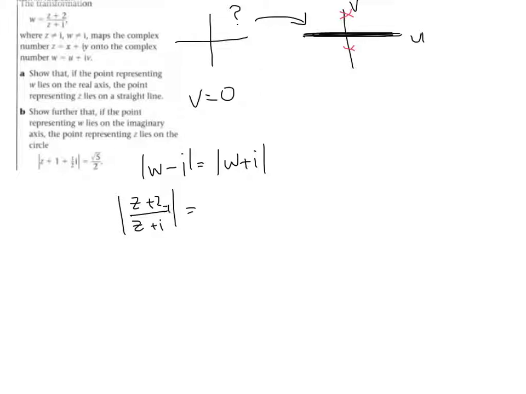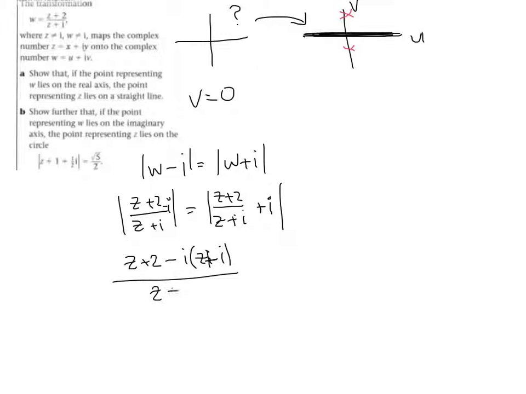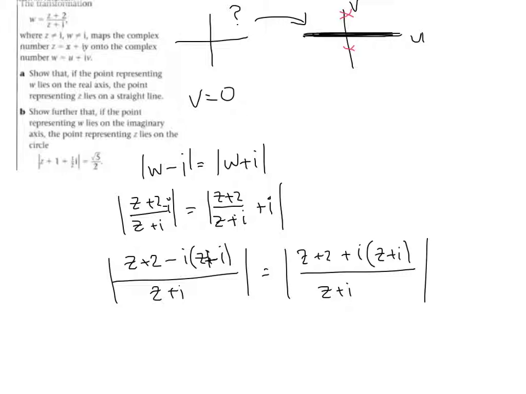Modulus of (z plus 2) over (z plus i) minus i, equals modulus of (z plus 2) over (z plus i) plus i. So z plus 2 minus i(z plus i) all over z plus i equals z plus 2 plus i(z plus i) over z plus i. Usual tricks: modulus of the top and modulus of the bottom separately, and then cancel the moduluses off the bottom. Nice little step. I'll just give myself some room.